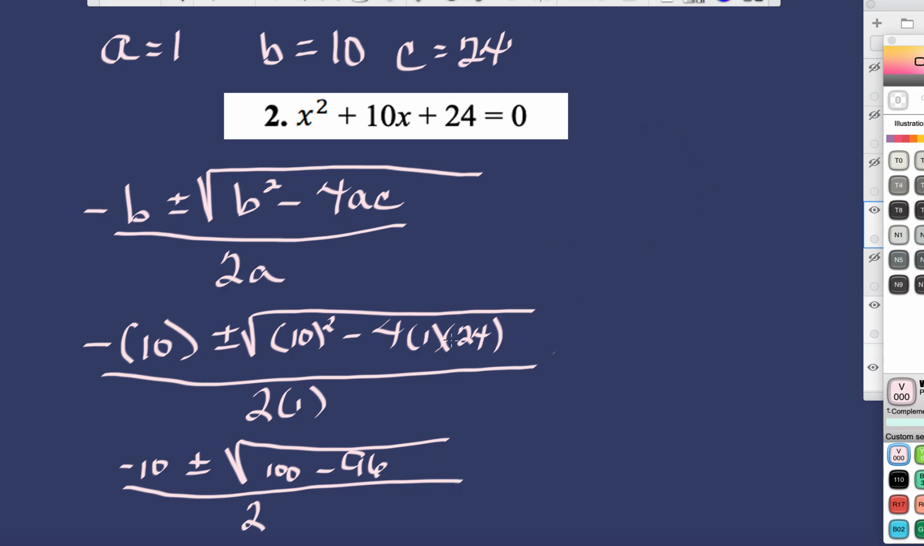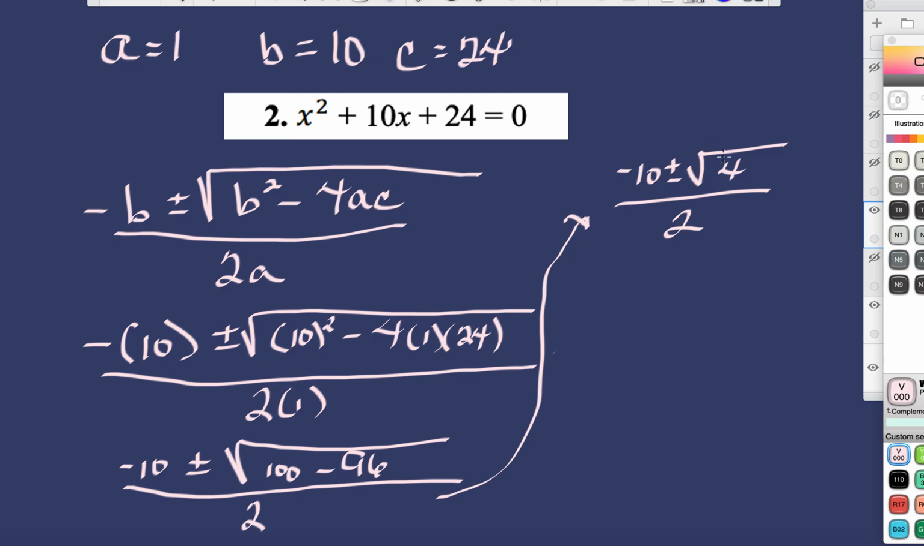So let's move it way up here. So we have negative 10 plus or minus the square root of 100 minus 96, which is 4, all over 2. Okay, so we take the square root of 4. So we have negative 10 plus or minus 2, all over 2.